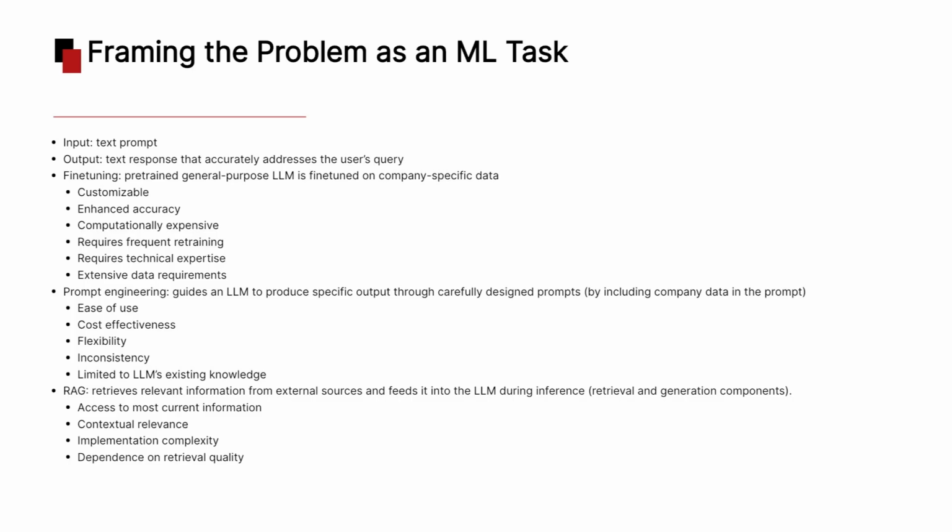3. Retrieval-Augmented Generation, RAG. This hybrid method combines a retrieval system that fetches relevant information from external sources or company documents with a generative LLM that produces the response based on retrieved context. RAG provides access to up-to-date information and improves contextual relevance of answers. However, implementing RAG introduces complexity in building and maintaining the retrieval infrastructure and heavily depends on the quality of retrieval results to ensure accurate generation.